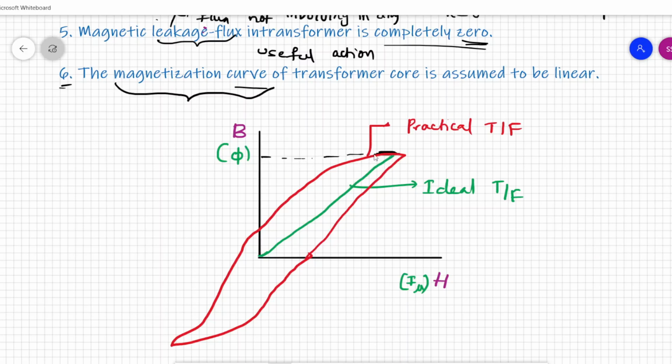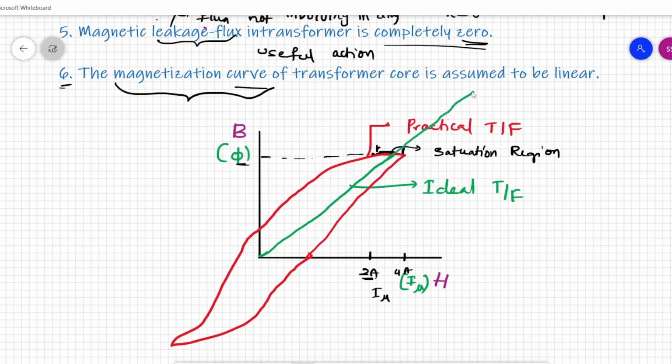Let us assume this point has 2 amperes of current and this one has 4 amperes. From 2 amperes to 4 amperes you have increased the excitation current, but there is no increase in the flux. That means the core has reached saturation. This is called the saturation region. Even if you increase the excitation current, there will be no increase in the flux. This phenomenon is called saturation. It happens in a practical machine, but in an ideal machine there is no saturation.